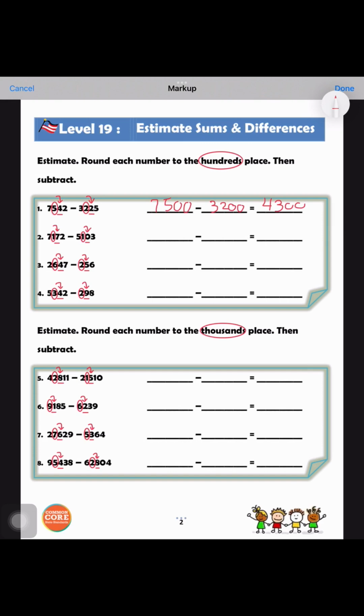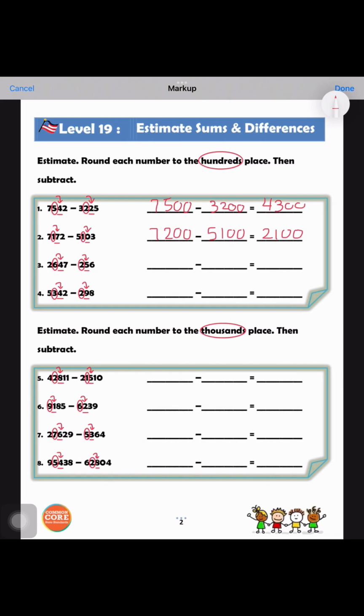Question 2. 7,172 minus 5,103. So let's take a look at its tens place. So it becomes 7,200 minus 5,100. And the estimated answer will be 2,100.